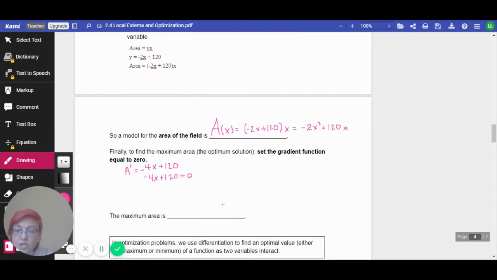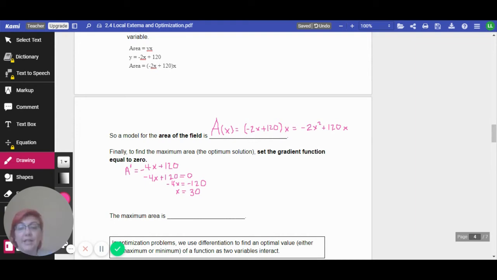Now we're going to set that equal to 0. And I am going to subtract 120 from both sides. So negative 4x equals negative 120. Divide both sides then by negative 4, and x equals 30. All right, so in order to maximize area, my width must be 30.